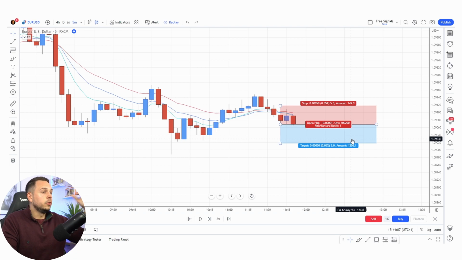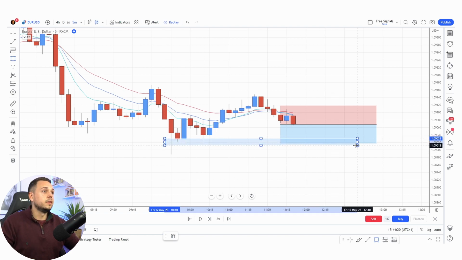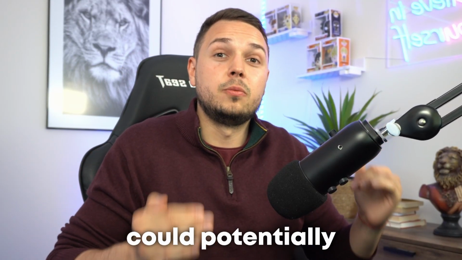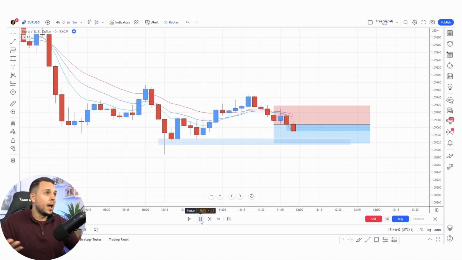So let's say 1-to-1 risk reward, 5 pips stop loss, 5 pip take profit. You of course want to find the previous area of sensitivity, which is around here, and you want to aim for that because likely once touched, the market could potentially respect it. So that's where you want to close off your trading position. Now let's see what happens with this trade.